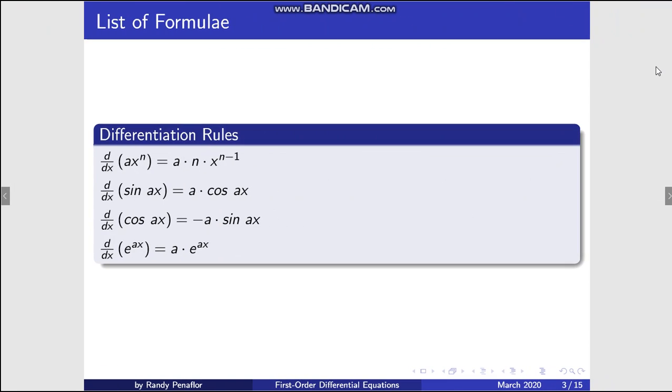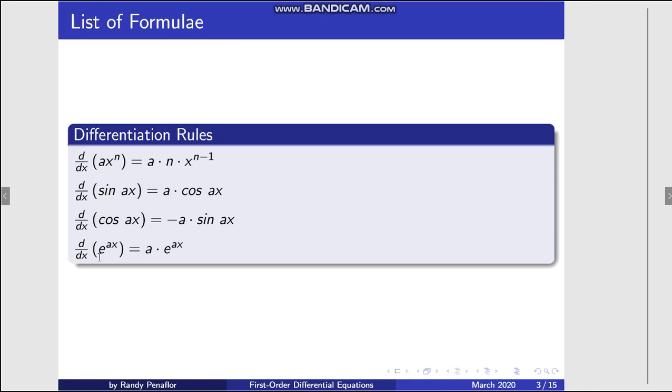Let us recall first some of the basic differentiation and integration rules. The derivative of ax to the n equals a times n times x to the n minus 1. The derivative of sine ax equals a times cosine ax. The derivative of cosine ax equals negative a times sine ax. The derivative of e to the ax equals a times e to the ax.